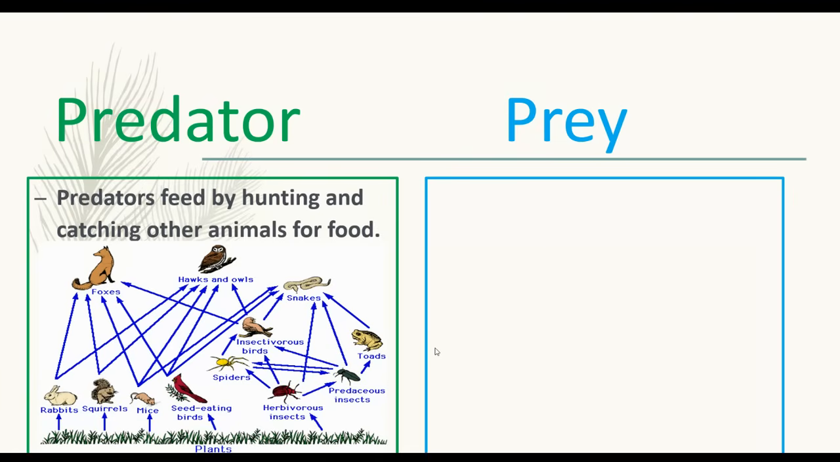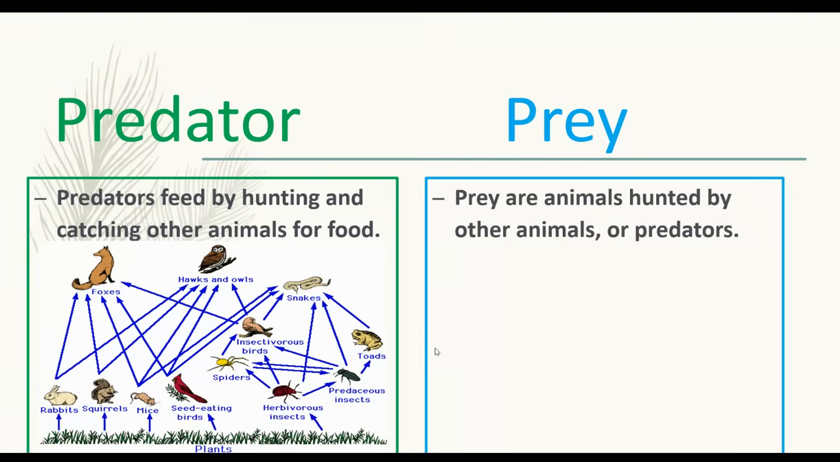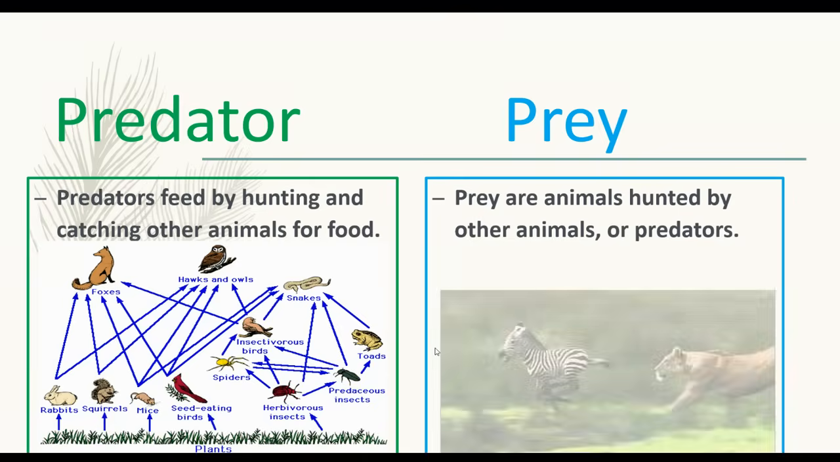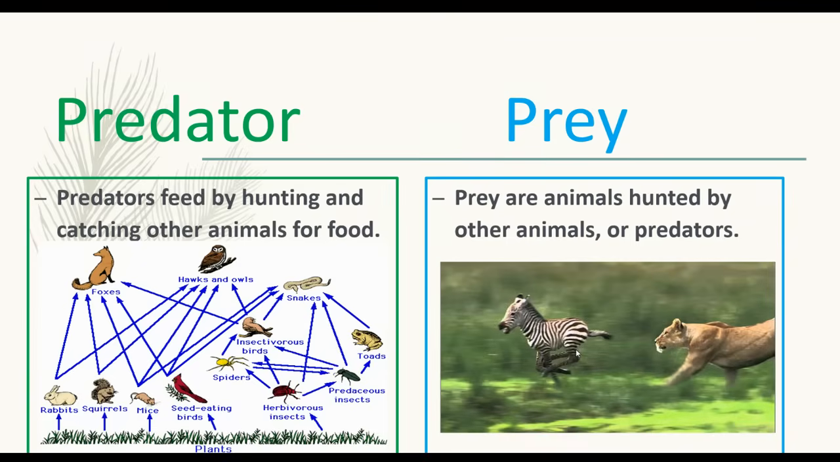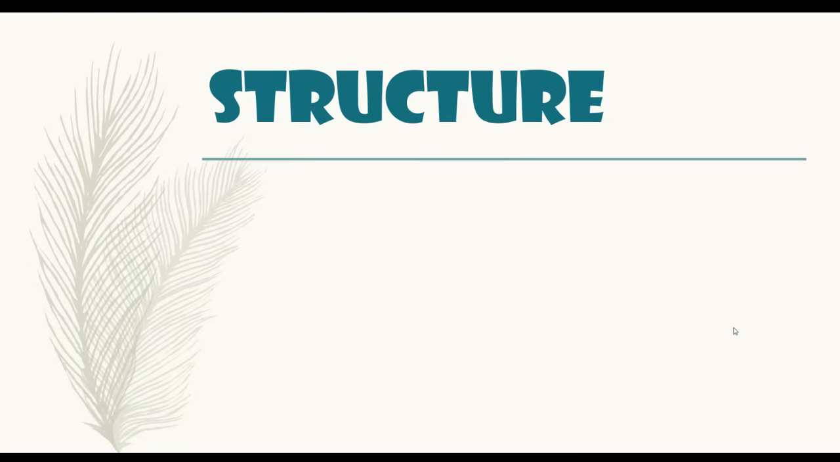Then we're going to talk about prey. Prey are animals hunted by other animals or predators. So these are animals that get eaten by another animal. This picture right here is a good example. Again, this is a lion trying to eat the zebra. So right now, the prey is the zebra and the predator is the lion.